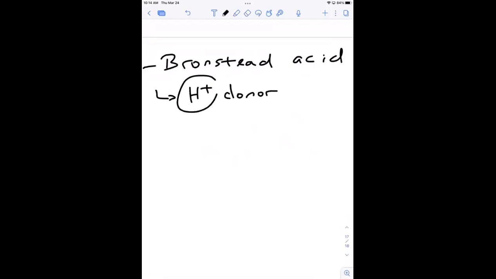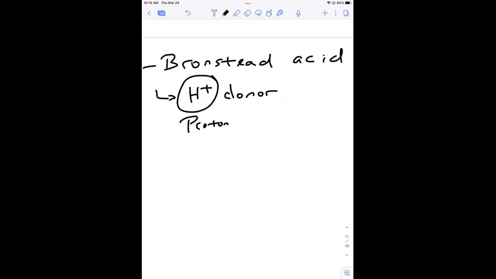So you have a hydrogen with no electrons, we call that a proton, just because that's the only thing that's left. If it doesn't have an electron, it has one proton in the nucleus, right? So a hydrogen ion is what we call a proton. And so Bronsted acids are proton donors. They give away H+.